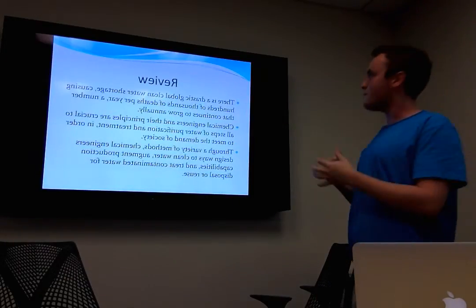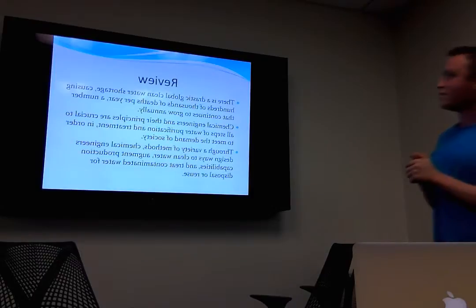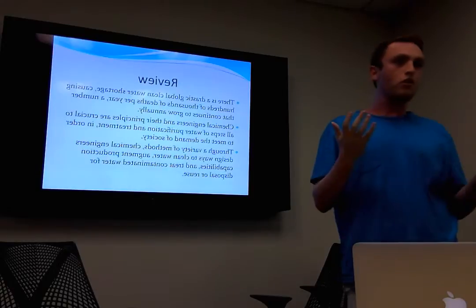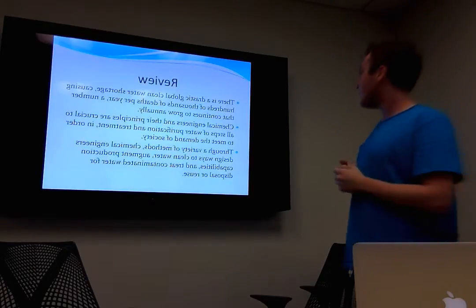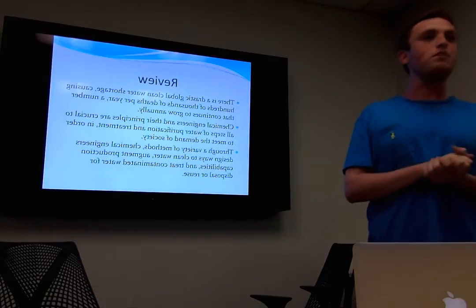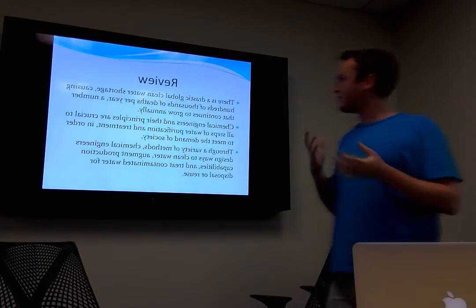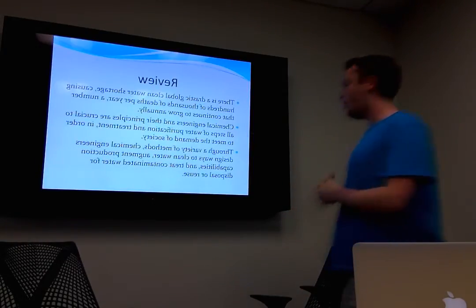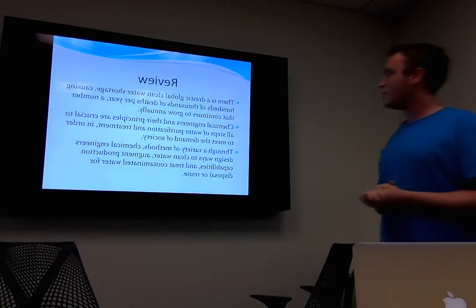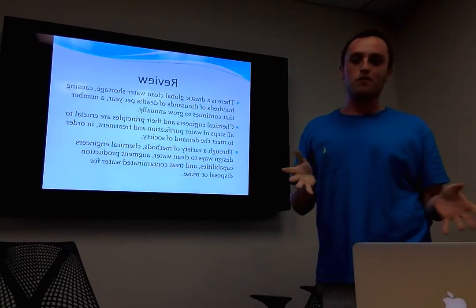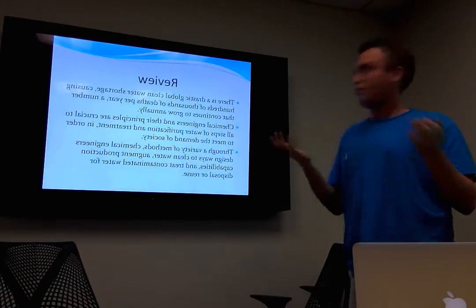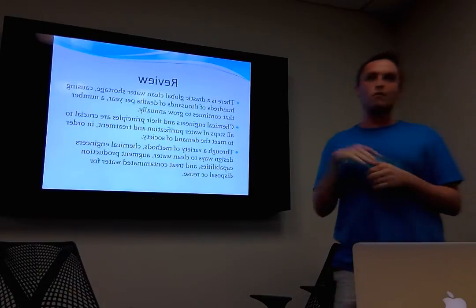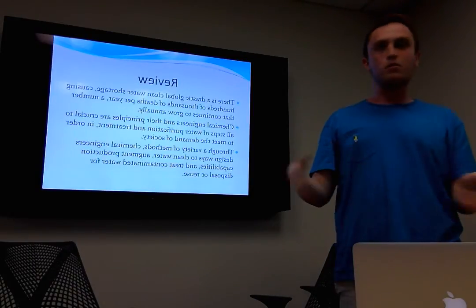So, a quick take-home message review. There is a drastic global clean water shortage causing hundreds of thousands of deaths per year, which is a number that I'm sure continually grows. It's really ridiculous. Maybe next year it'll be up to 1 million people dying annually from water diseases, which is an absurd number. And obviously, chemical engineers and their principles are crucial to all the different steps of water purification and treatment, just to meet the demand of society in the United States and globally. Through a variety of methods, chemical engineers design these clean water systems, and they optimize them and play a key role in every single step along the way.